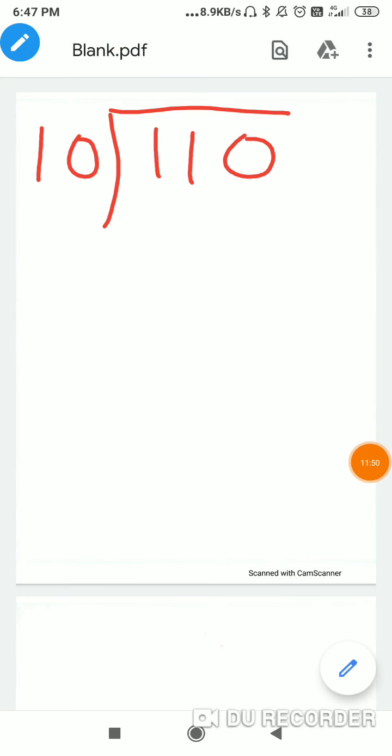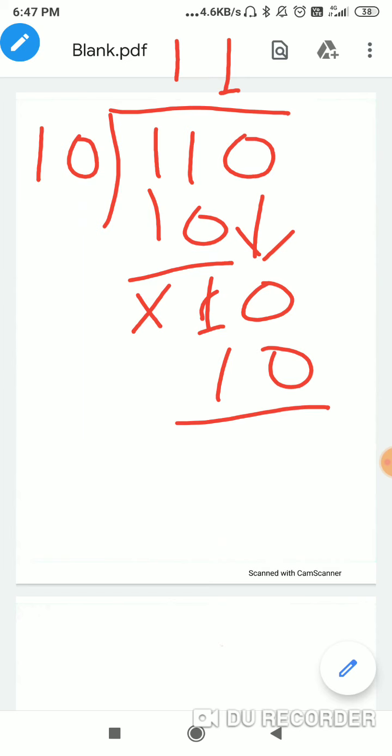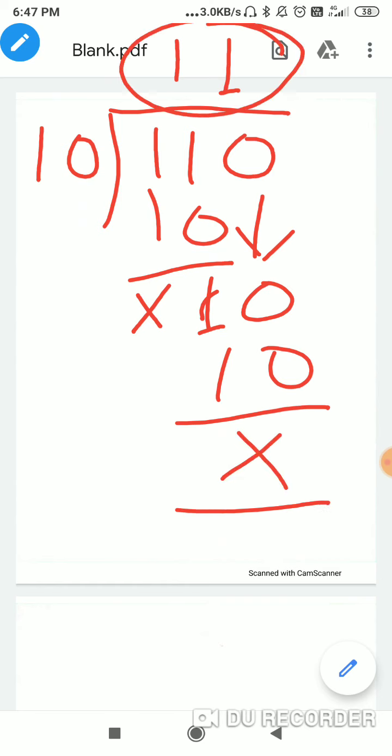Children, take one more example. Suppose the number you want to divide is 110 and the divisor is 10. So 11 divided by 10, simple. Just subtract it. 1 minus 0 is 1, and 1 minus 1 is 0. Just bring down this 0 at this place. Again 10 divided by 10. In the same way as we do in decimal numbers, we are doing in binary also. So the answer becomes 11, that is the quotient. The quotient is 11.